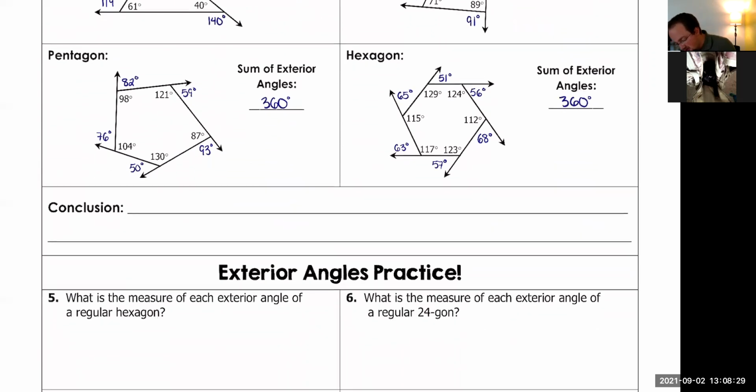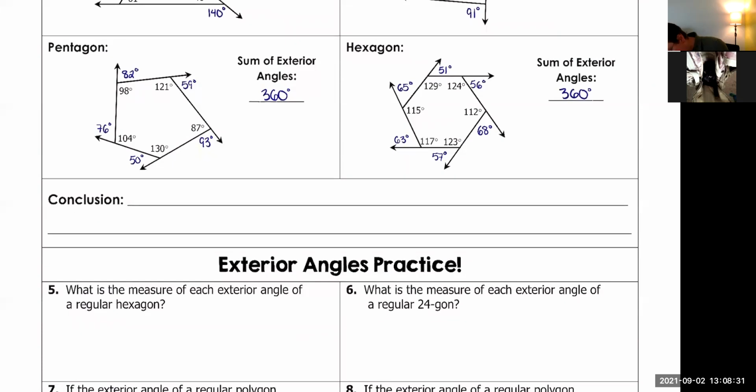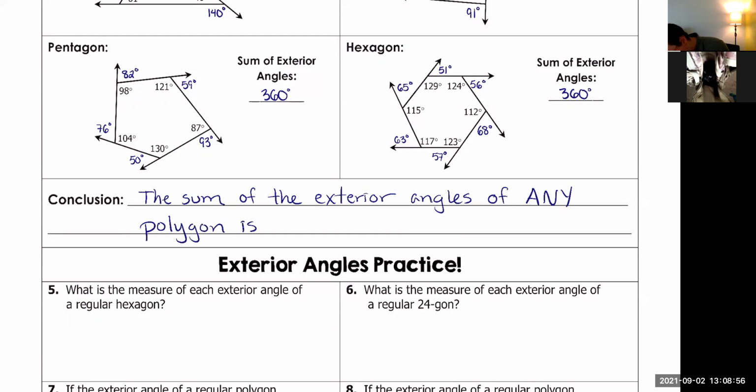So our conclusion can be that the sum of the exterior angles of any, emphasis on any polygon, is 360 degrees.